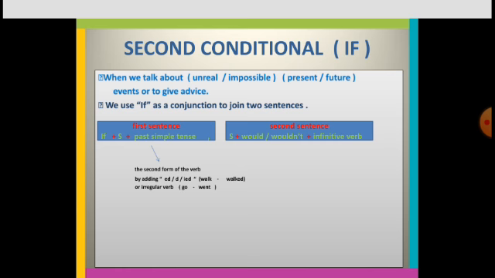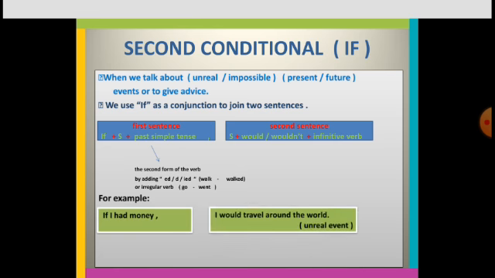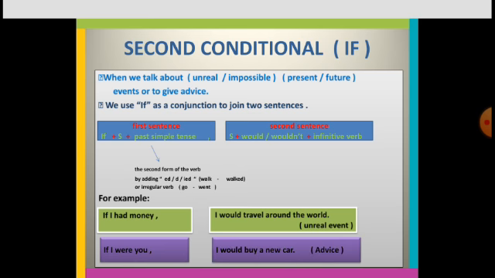Here are some examples. If I had money, I would travel around the world. This is an unreal event because I don't have money now. Another example: if I were you, I would buy a new car. This is advice. I advise you to buy a new car. You should buy a new car. How to make this sentence? I say to you, if I were you, I would buy a new car.